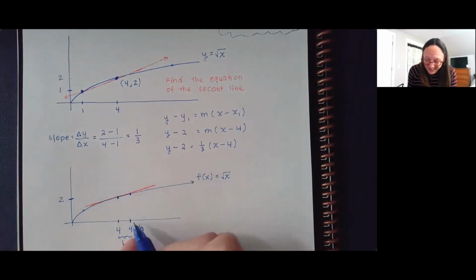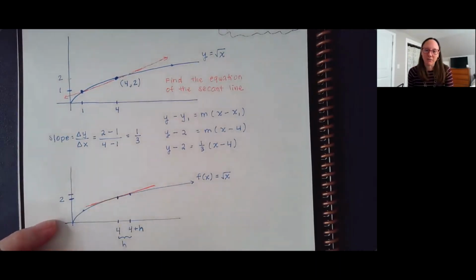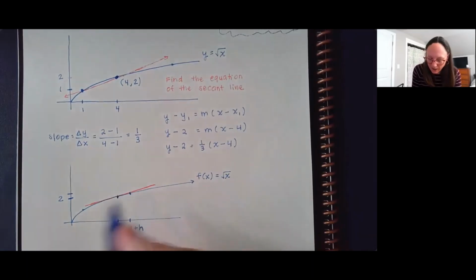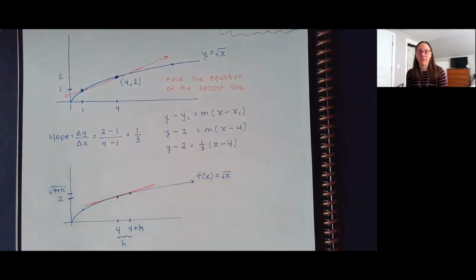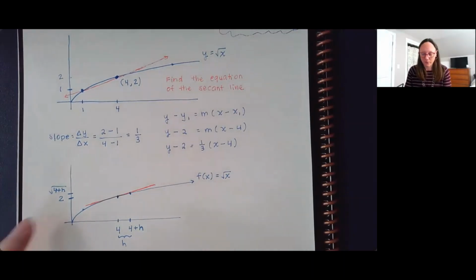And at 4 plus h, I would get that y value also by plugging it into the function. If I plug in 4 plus h, I'm going to end up with the square root of 4 plus h. There's no way for me to simplify that. I know that if I needed to find the equation of the tangent line, I need a point and a slope. And really, I want to investigate what's happening with this slope.